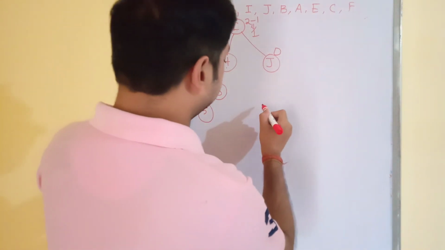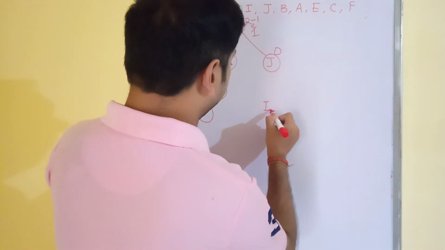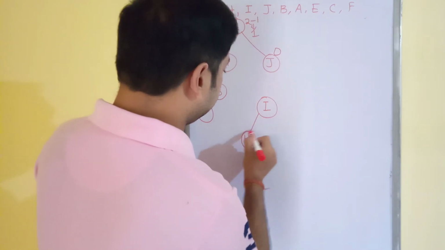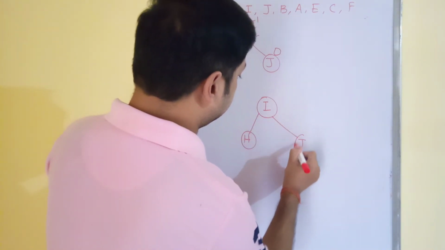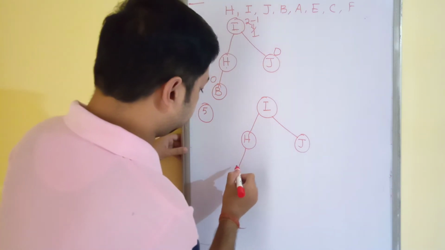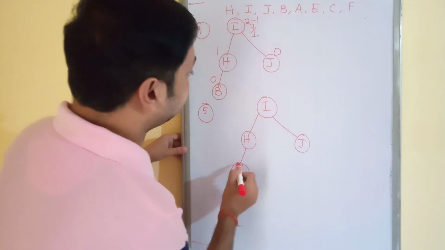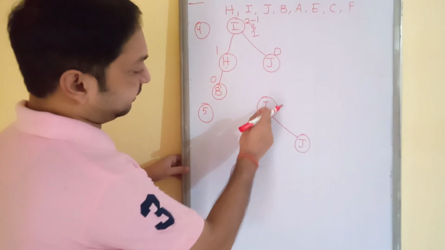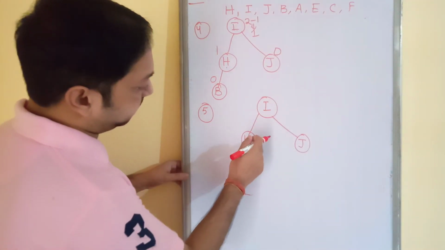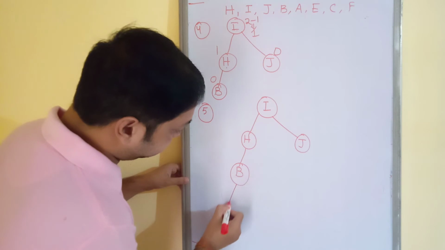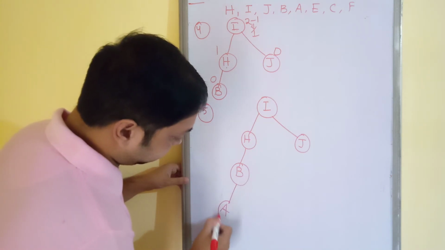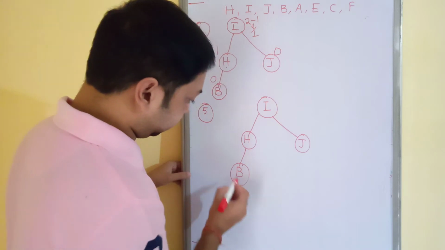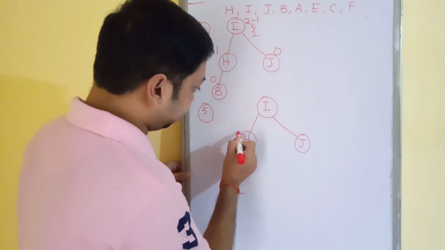In the fifth step, this is the structure I, H, J, and this is B. So the next node to be inserted is A. So where should you insert node A? On the left hand side, and that is already smaller than H, smaller than B. Now this will be like this structure. So now see 0, this is 1 and this is 2.